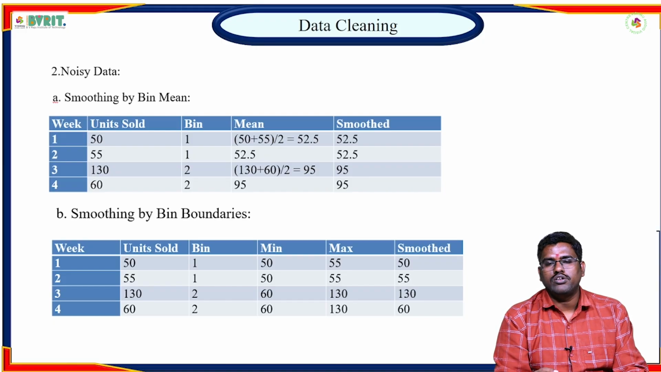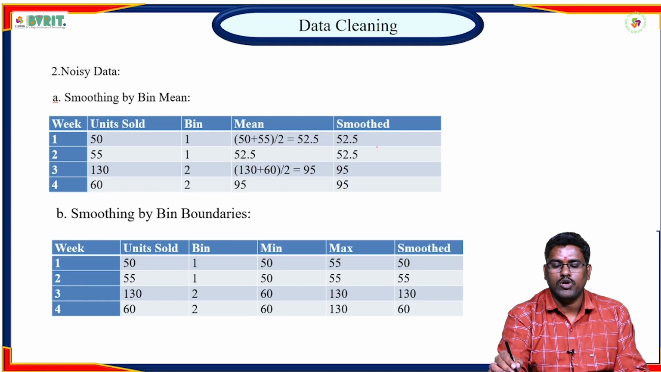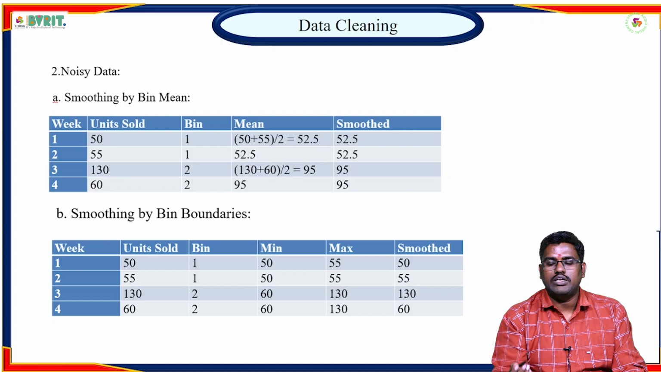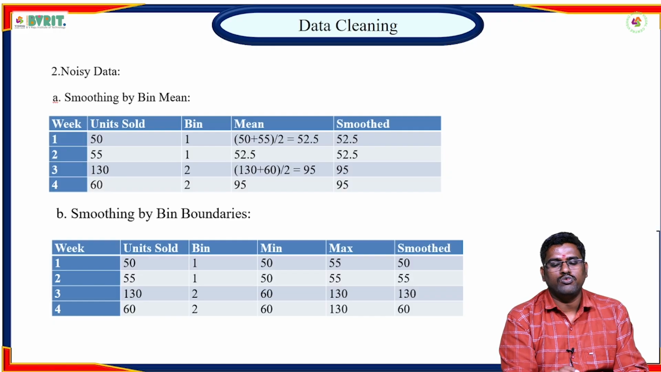Then what we have to do is, here also we have a problem. Why? Because the values are in repeated order and we don't want to write the values like that. So we need to improve that by using smoothing by bin boundaries.